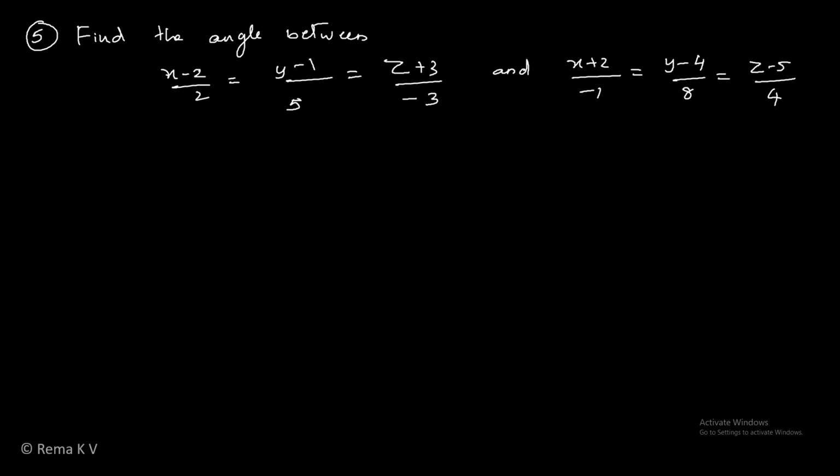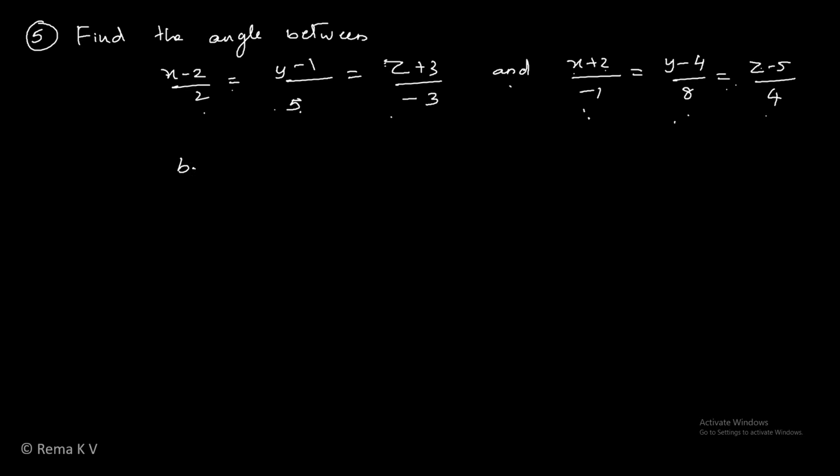Find the angle between (x minus 2)/2 equals (y minus 1)/5 equals (z plus 3)/(minus 3) and (x plus 2)/(minus 1) equals (y minus 4)/8 equals (z minus 5)/4. In this question the equations of the lines are given in Cartesian form, that is (x minus x1)/a1 equals (y minus y1)/b1 equals (z minus z1)/c1 and (x minus x2)/a2 equals (y minus y2)/b2 equals (z minus z2)/c2.